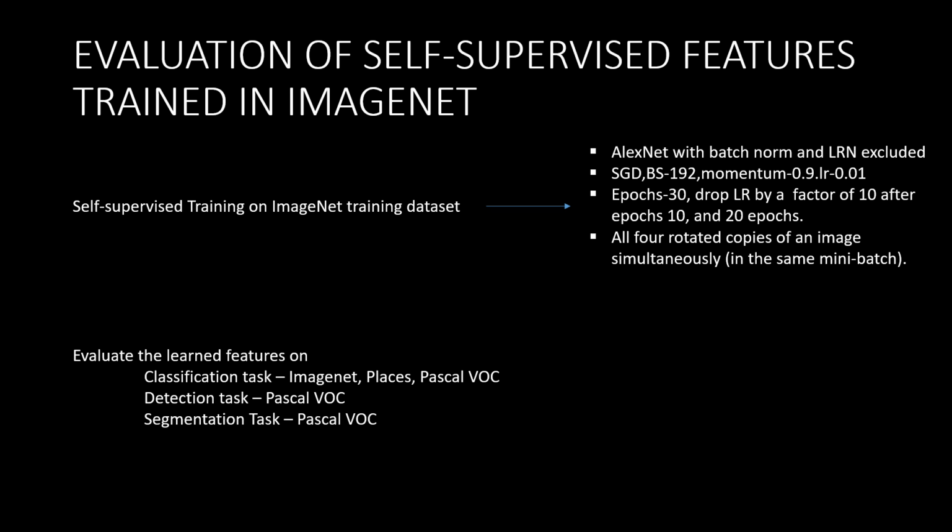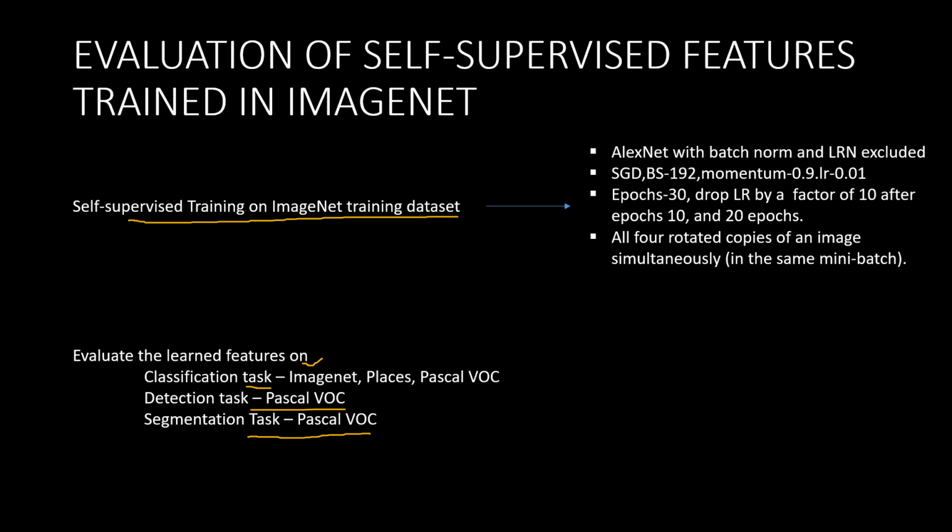Now, the previous results were with Cifar-10, showing the different efficiency and performance of the RotNet-based pre-training. Now this experiment is to evaluate this model on the ImageNet dataset. So the authors have done self-supervised training on the ImageNet training dataset, and then they evaluate these learned features on various tasks: classification tasks, which they have done on ImageNet, Places, and Pascal VOC, detection tasks that they have done on Pascal VOC, and segmentation tasks that they have done on Pascal VOC.